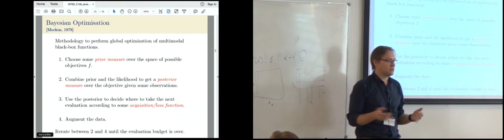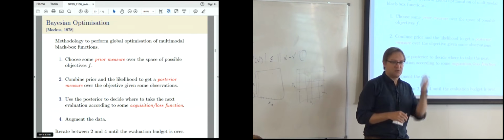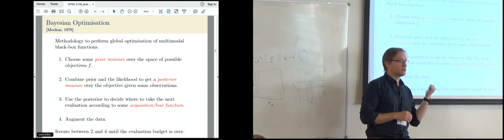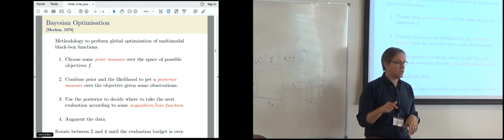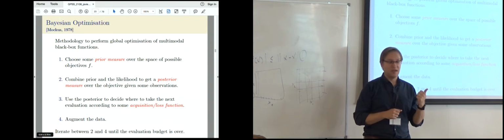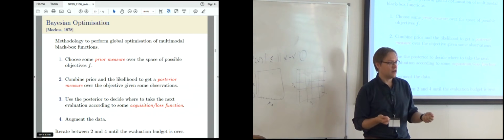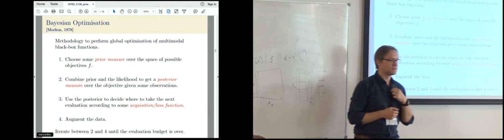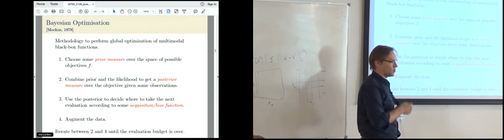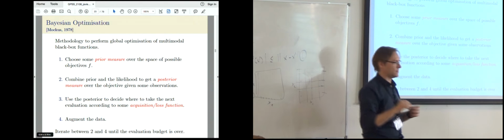If you have a function that is very, very, very cheap to evaluate, you will never do this. You can do grid search. If it's very cheap to evaluate and you have gradient, you don't need to do Bayesian optimization. But if your function is very expensive to evaluate, that's where you need to use this. Okay? More questions? No? Yeah.